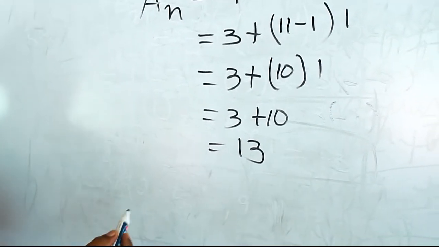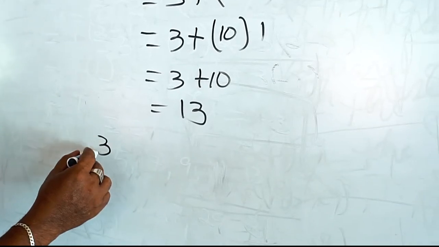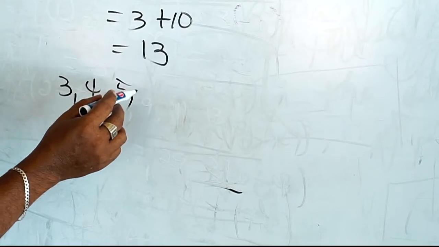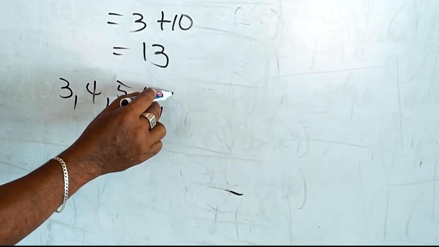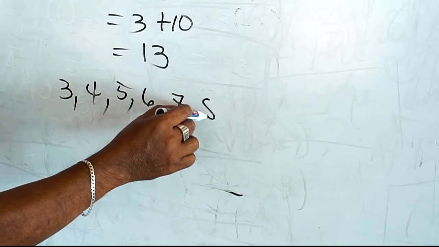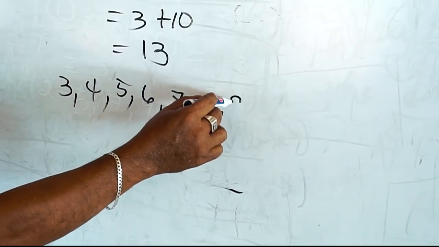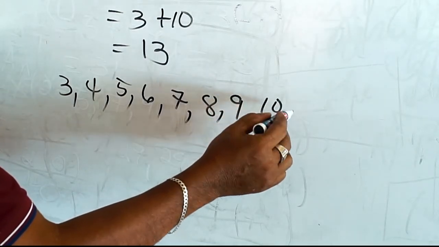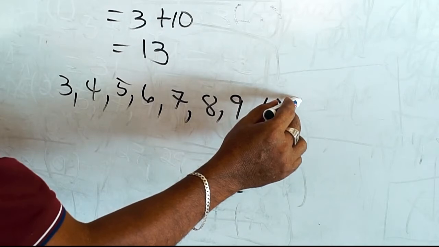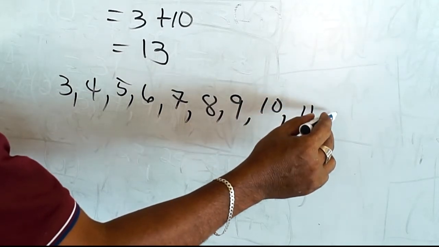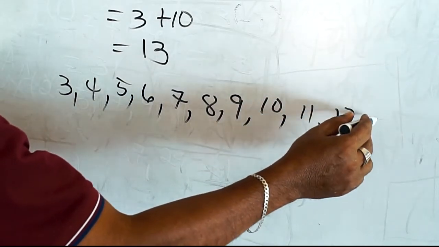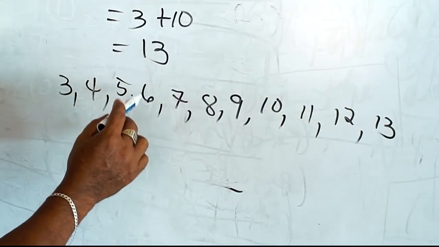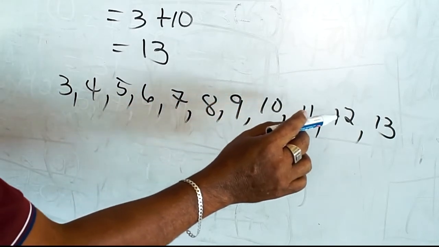Then checking. The first term is 3, then 4, then 5. 5 plus 1 is 6, 6 plus 1 is 7, 7 plus 1 is 8, 8 plus 1 is 9, 9 plus 1 is 10, 10 plus 1 is 11, 11 plus 1 is 12, and 12 plus 1 is 13. Then count: 1, 2, 3, 4, 5, 6, 7, 8, 9, 10, 11.